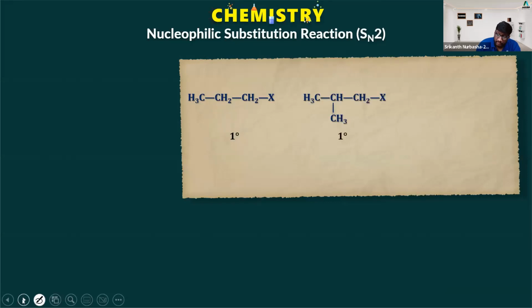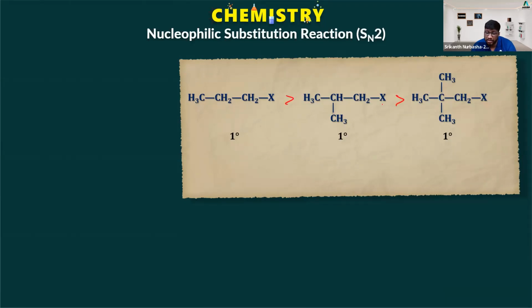Primary, all these three are primary. So which will be greater? Based on the electrophilicity of carbon, you can comment. The first compound is going to undergo SN2 greatly, and you can also say less steric repulsion is there. This primary is going to have greater SN2 than the other one, then the last one, because the electrophilicity of the carbon has differed. Here more electrophilicity and lesser steric repulsions.